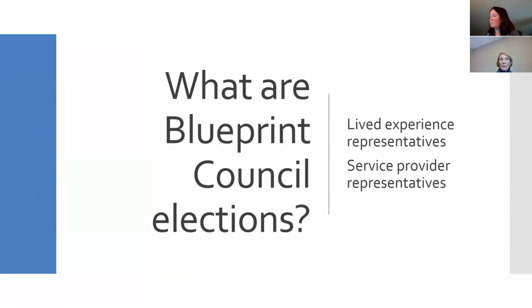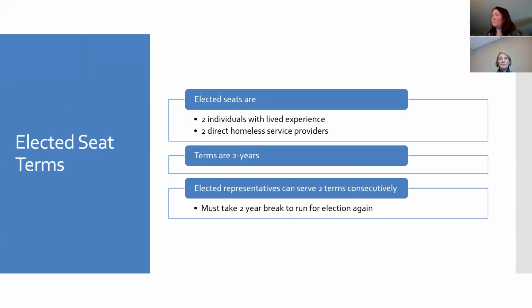So what are the Blueprint Council elections? There are 4 seats representing those with lived experience and service providers. The elected seat terms. So elected seats, there are 2 individuals with lived experience and 2 direct homeless service providers. The terms are for 2 years, and elected representatives can serve 2 terms consecutively, but must take a 2-year break to run for election again.